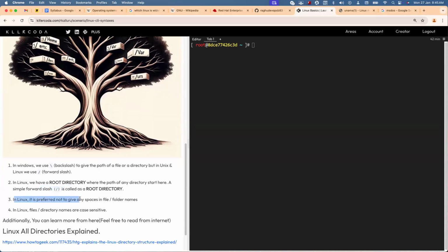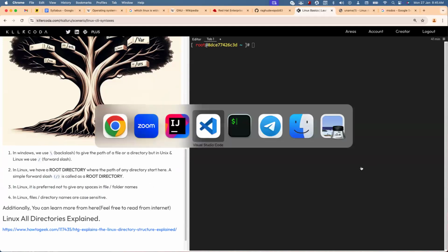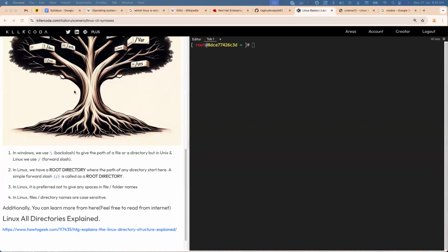And in Linux, it is preferred not to give any spaces in the folder names. You can still give them, but it's not preferred. And in Linux, the directory names are case sensitive. That means in Windows, you try to create a file name. Okay, you can give it a try later. By the way, whoever is having Windows, you can give it a try.